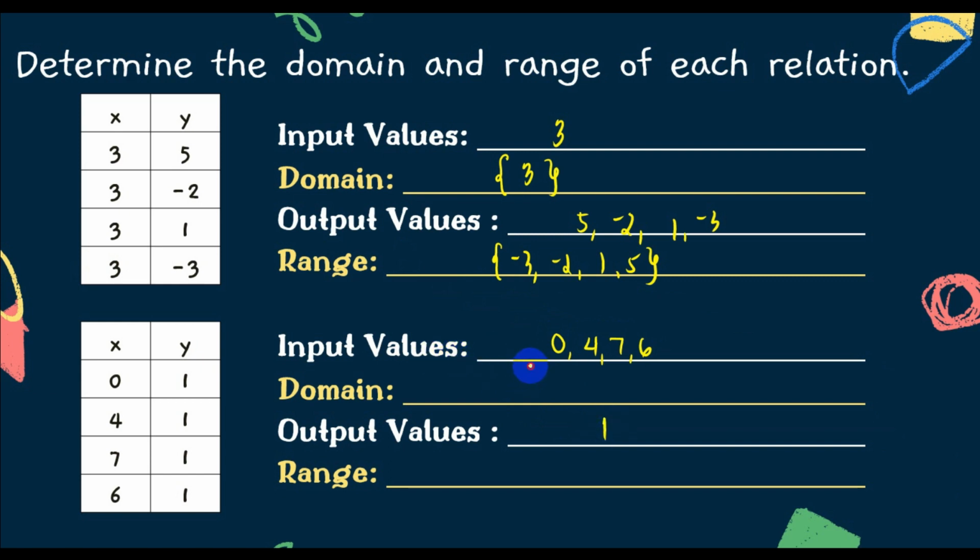Then for the domain, write it as a set. Pag sinabi pong set, enclose in braces. So kapag hindi nyo po yan in-enclose sa braces, ibig sabihin, you're not writing it properly, okay? So, 0, 4, 6, and 7. Then for the range, nag-iisa lang siya, but still you have to enclose it in braces. So, the range or the set of output values for this example is 1 only.